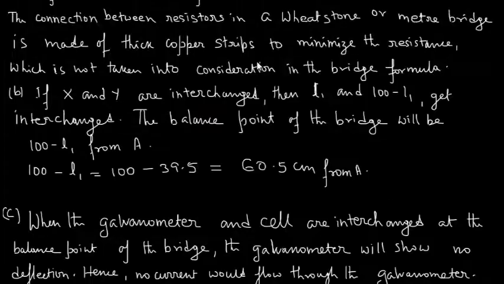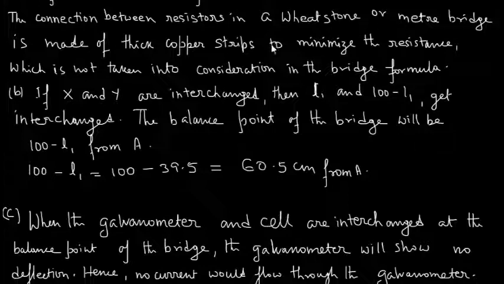The connection between the resistors in a Wheatstone or meter bridge is made of thick copper strip to minimize the resistance, which is not taken into consideration in the meter bridge formula.